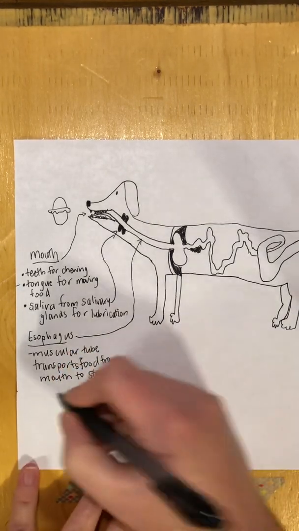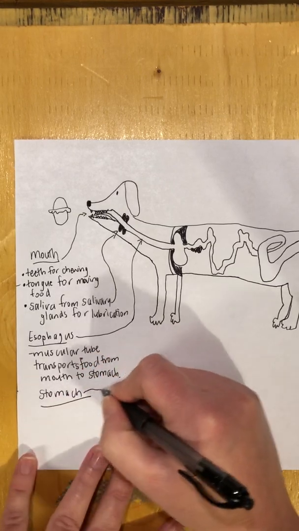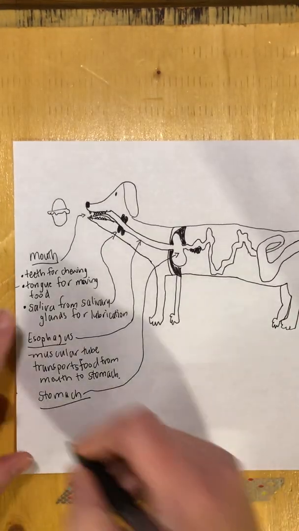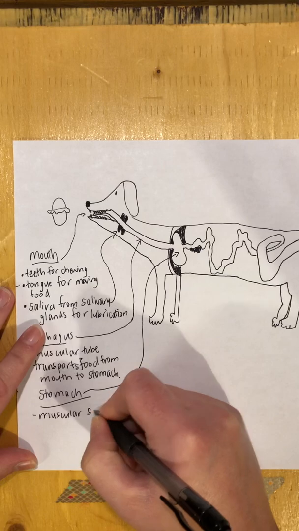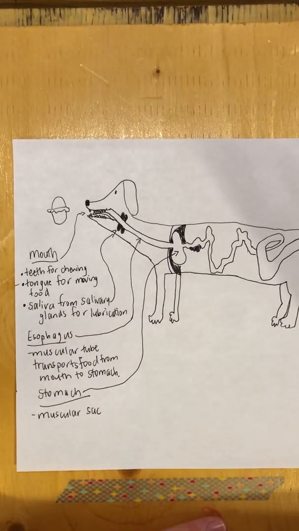So then we get into the stomach. So our stomach is right here. So the stomach is a muscular sac. It has little ridges inside, kind of like a washboard, that helps to really smooth out that food. So even if you swallowed food without chewing it, the stomach is going to help to break it down into smaller pieces.